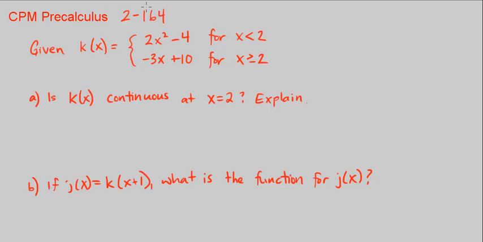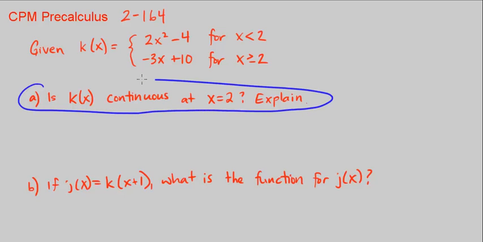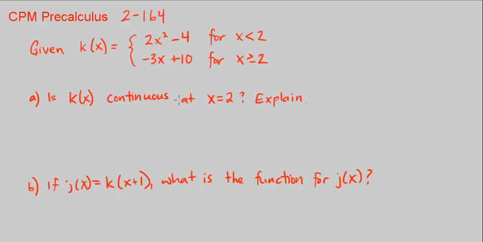This is CPM Precalculus Chapter 2, number 164. Here we're given k of x. It's a piecewise defined function: 2x squared minus 4 for x less than 2, and 3x plus 10 for x greater than or equal to 2. Part A: is k of x continuous at x equals 2?